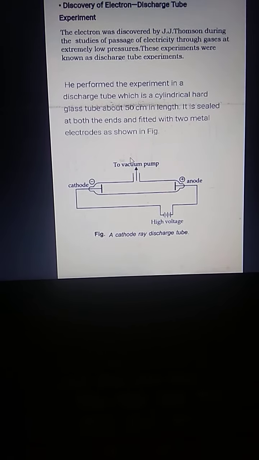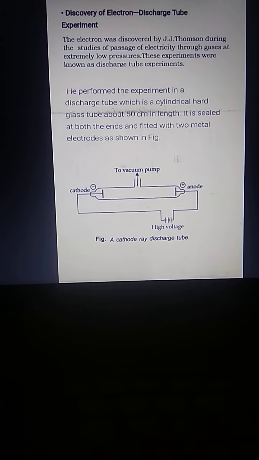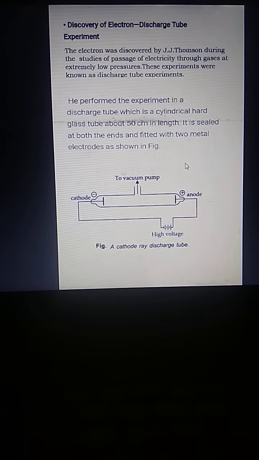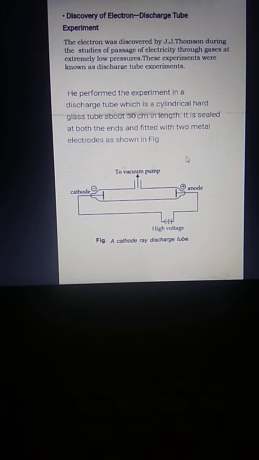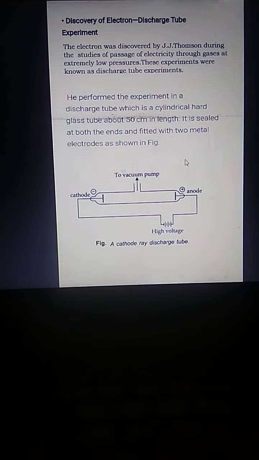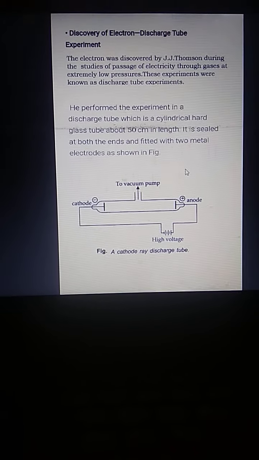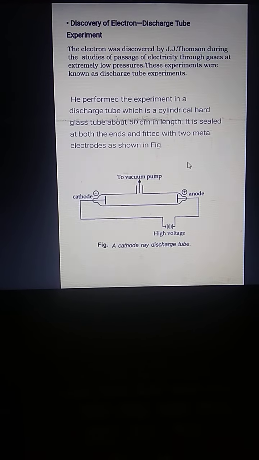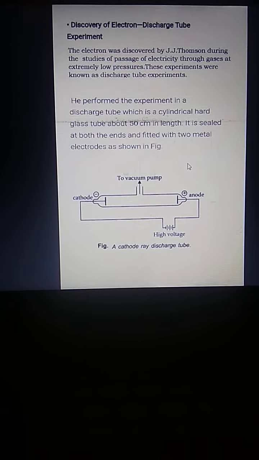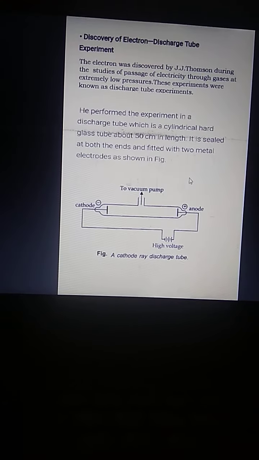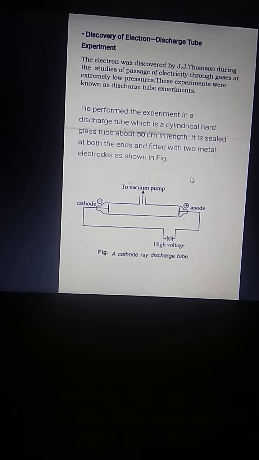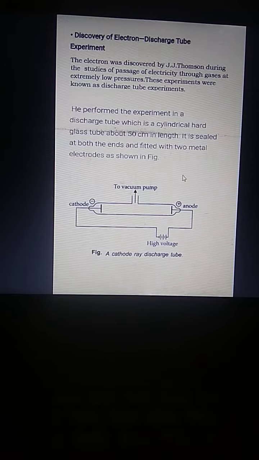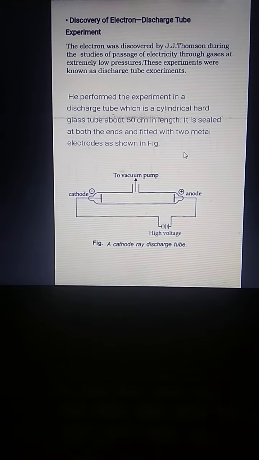Now what is the need to use the vacuum pump over here? In this experiment, the pressure which was used was about 10 raised to power minus 3 mm of mercury. This much lower pressure was used so that gas becomes conducting. So to maintain the pressure of about 10 raised to power minus 3 mm of Hg, this vacuum pump was used.